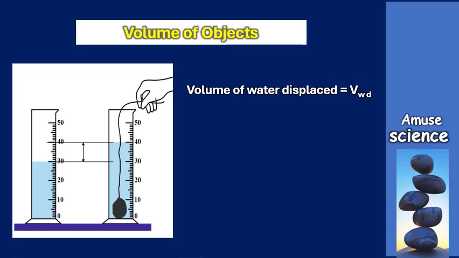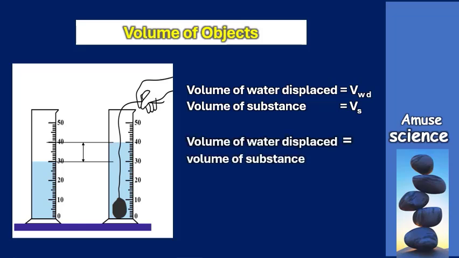So let us represent the volume of water displaced by VWD and the volume of the substance by Vs. And so we can establish an equation which is very useful here, that the volume of water displaced is equal to the volume of the substance. That is, VWD is equal to Vs.